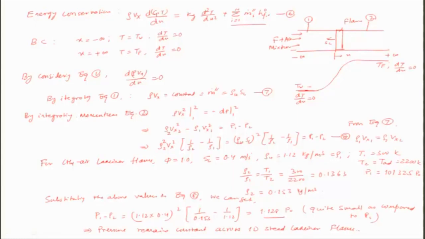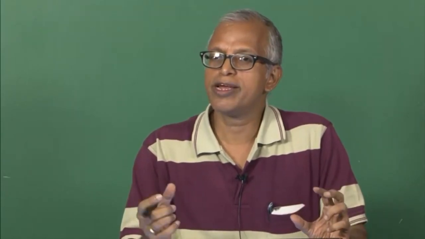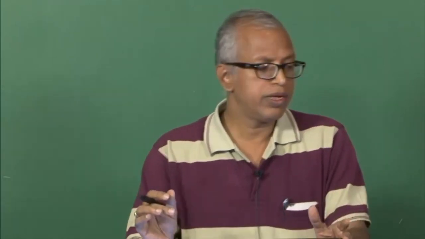Therefore, there is no need to consider the momentum equation. The momentum equation basically turns out to be 0, right? My momentum equation is rho v x dv x by dx minus dp by dx, and this happens to be 0. The change in pressure across x is very, very small, so this is 0. So what we will now consider is the energy equation, and find a relationship for burning velocity. Let us now write down the energy equation.